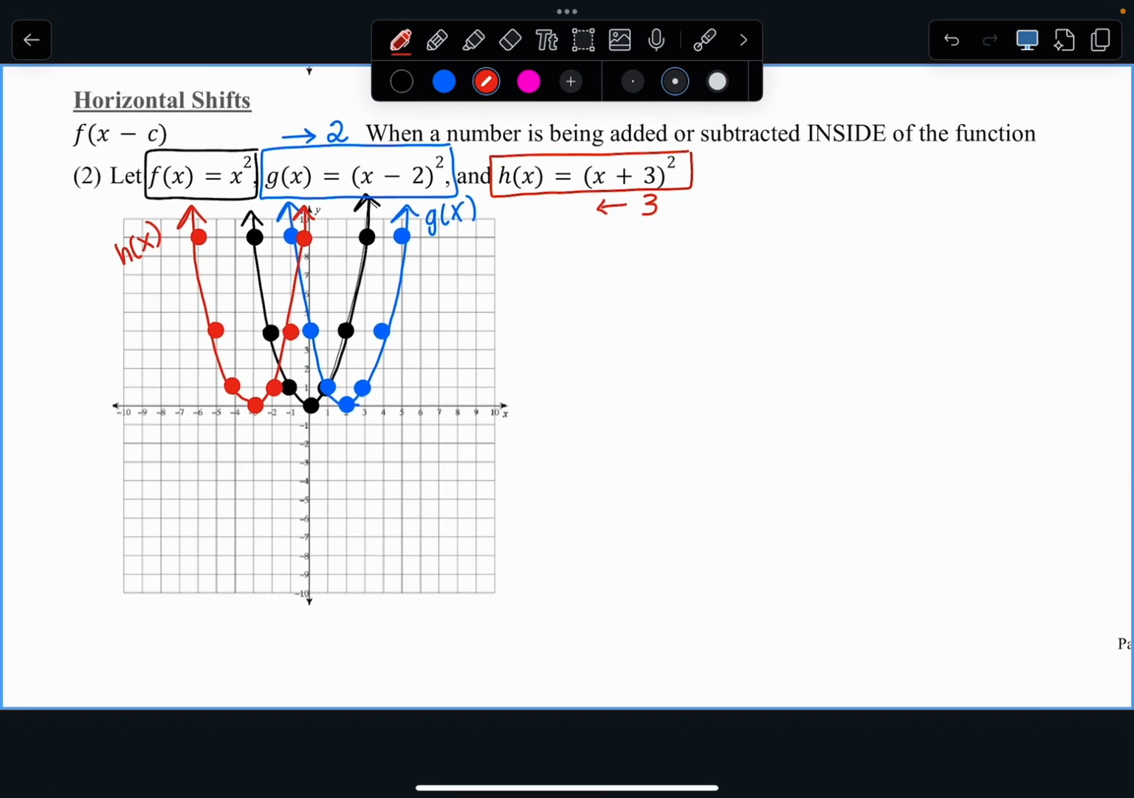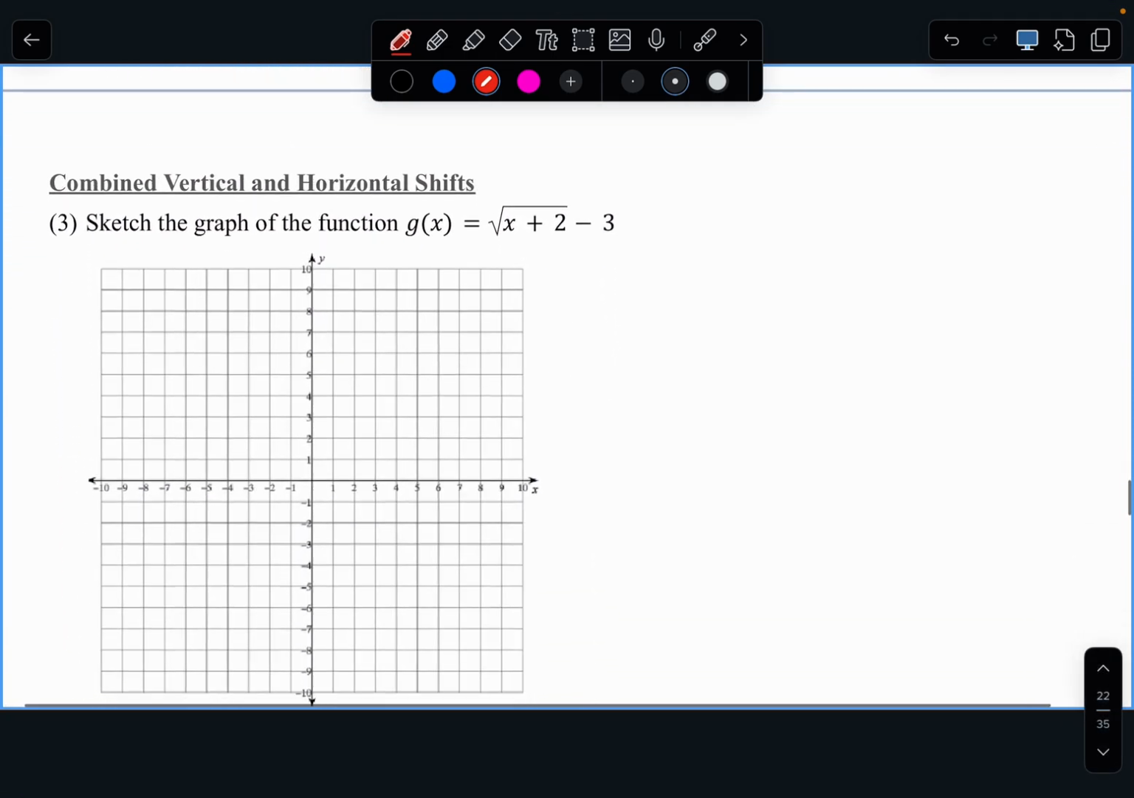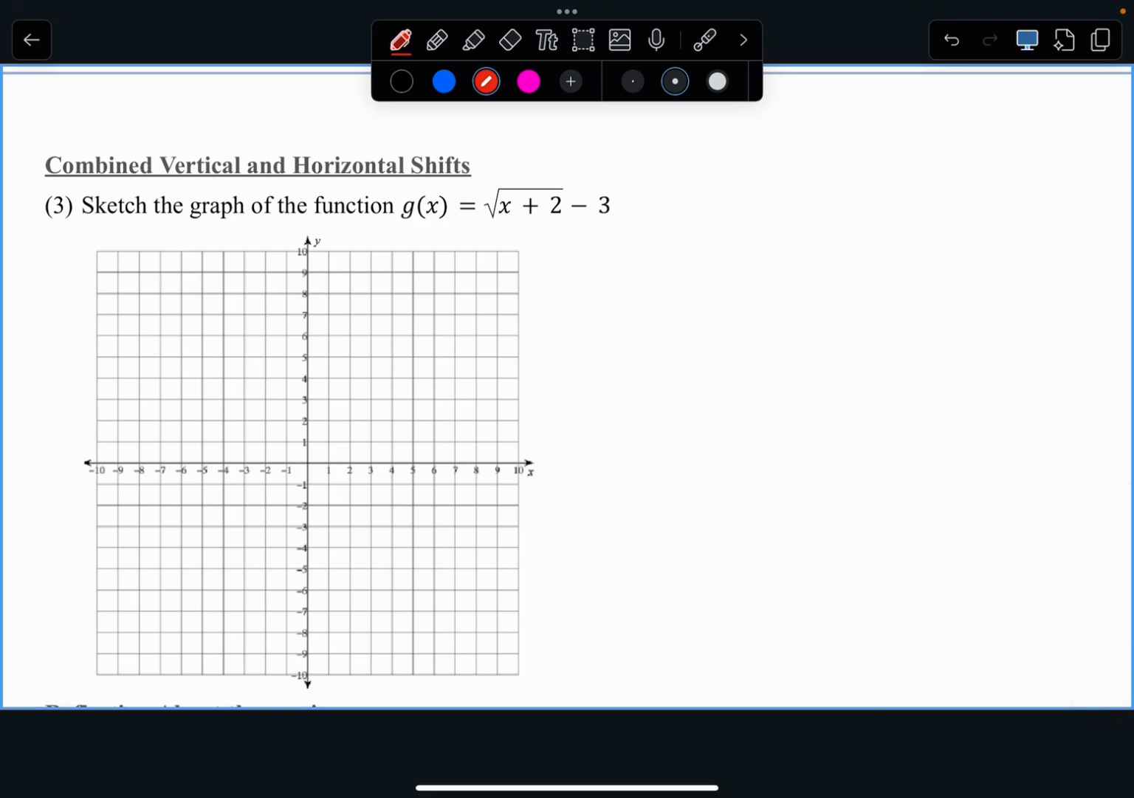So we worked on vertical and horizontal shifts, meaning left, right, up, down. What if we combine them together? Let's first describe those transformations. If this is outside of that radical, okay, it's not underneath, it's not with the x, is this moving it left, right, up, or down? Down 3.